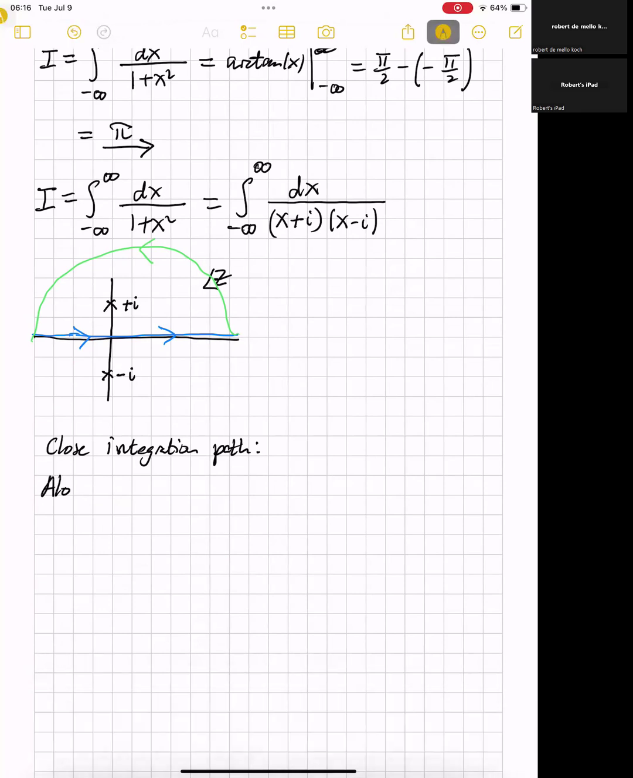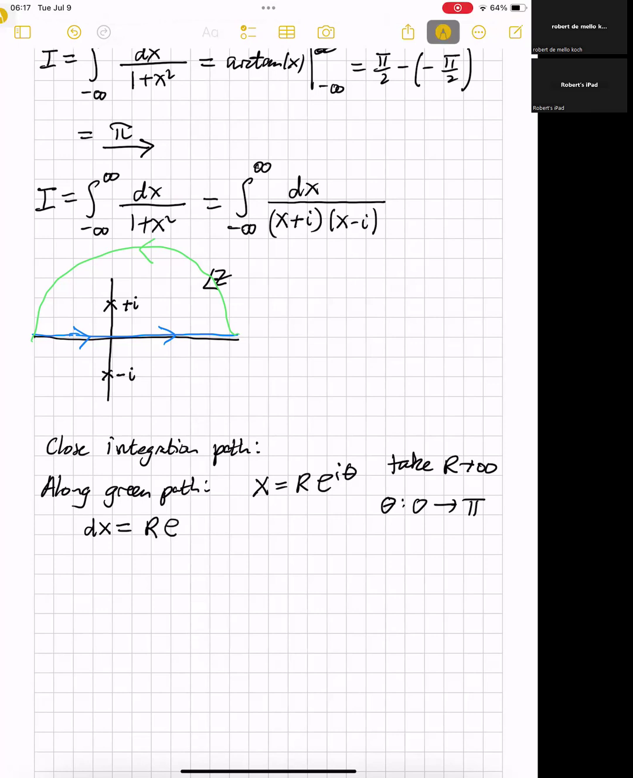So let's say along the green path, what do we have? Well, we can write that x is equal to r e to the i theta. We must take r to infinity. So we must take that limit. And also theta goes from 0 to pi. So if we take r to infinity and we go theta from 0 to pi, we're going to go along that green path. From that form for x, we can write down what is dx. Well, r is just some constant. It doesn't depend on theta. So the r just sits out there. We've got the e to the i theta, and then we will have i d theta.